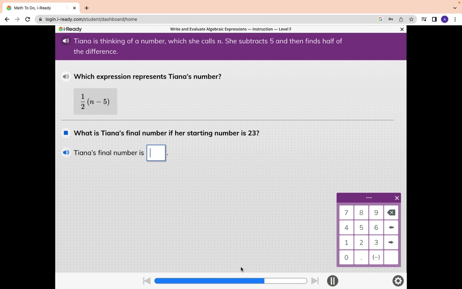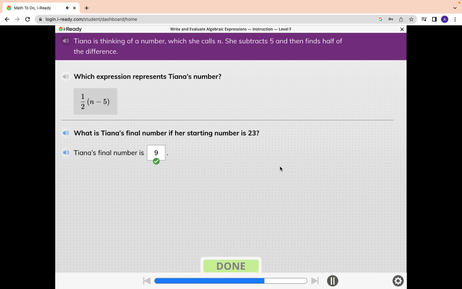Yay. What is Tiana's final number if her starting number is 23? So 23 minus 5 is 18, and 18 times 1/2. 18 times 1/2 is 9, so 9 is our final answer. Way to go!